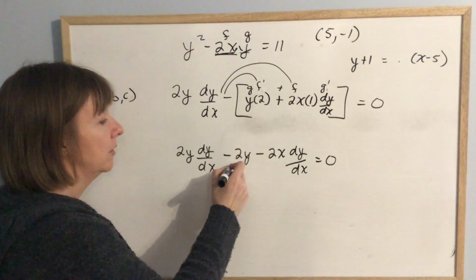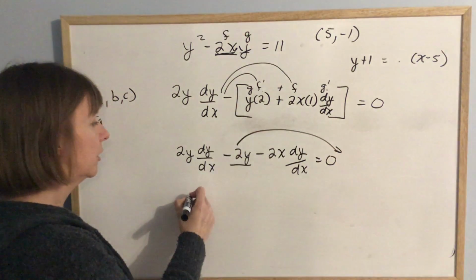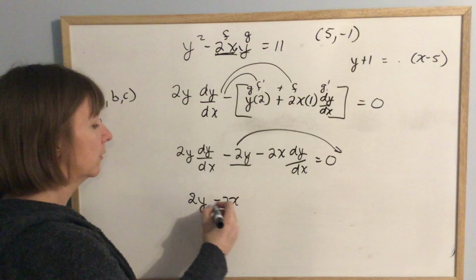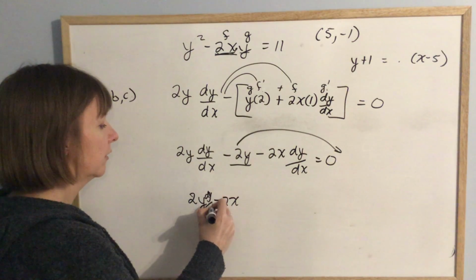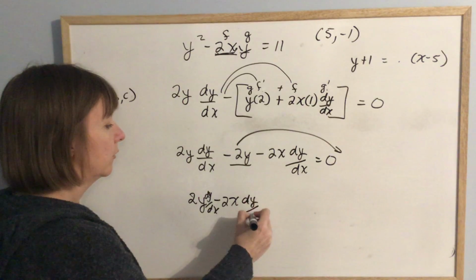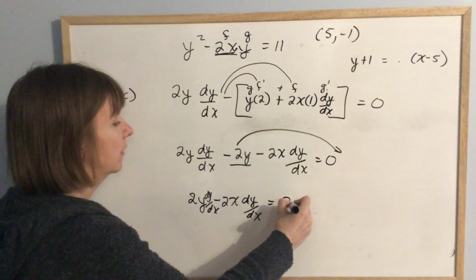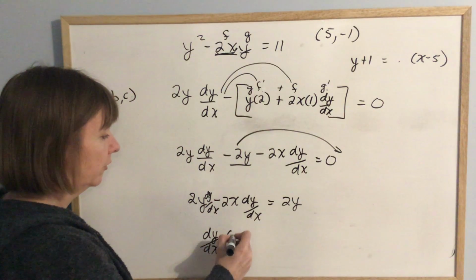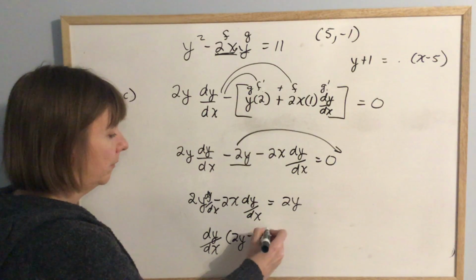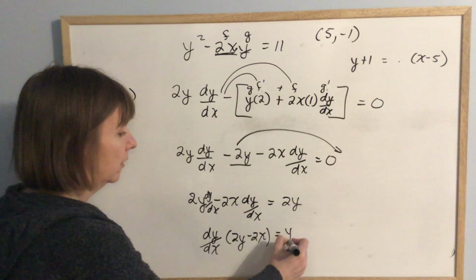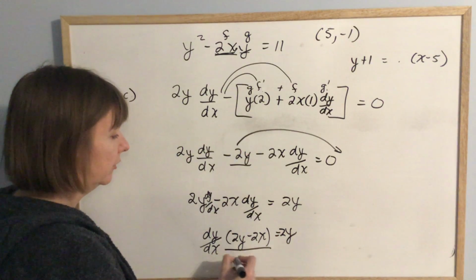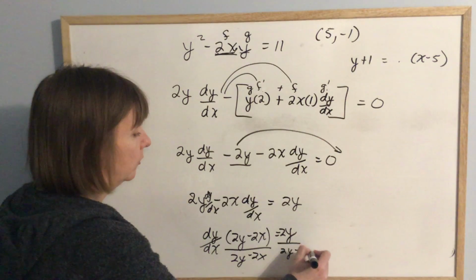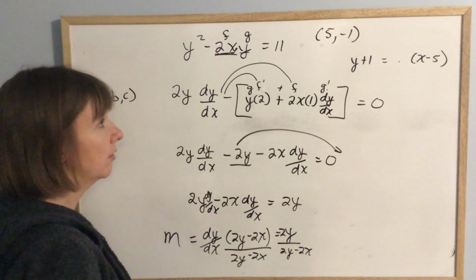So I'm going to take this piece, which doesn't have a dy dx, and move it over here. So I have 2y dy over dx minus 2x dy over dx is 2y. I'm going to take the dy dx out as a common factor. So I have 2y minus 2x is 2y. So I'm going to divide this side by 2y minus 2x. That is my slope formula.